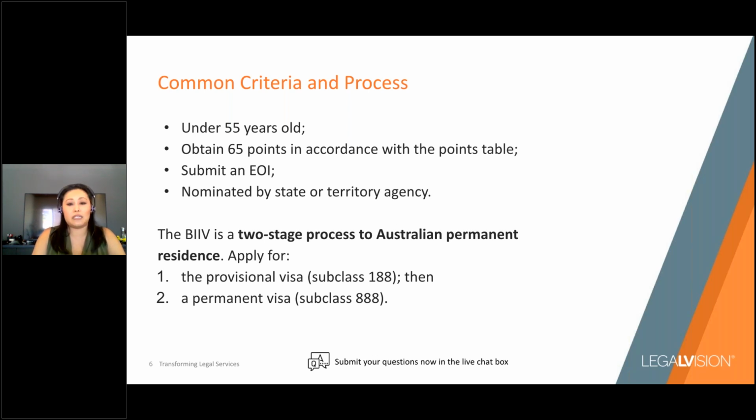The Business Innovation and Investor Visa Program is a 2-stage process, meaning a 2-stage procedure to permanent residency. So the first step is the applicant applies for the provisional visa, which is the subclass 188 in one of the relevant streams. And then after a certain period of time of being on that visa, they can, if they're eligible, apply for permanent residency via the subclass 888.